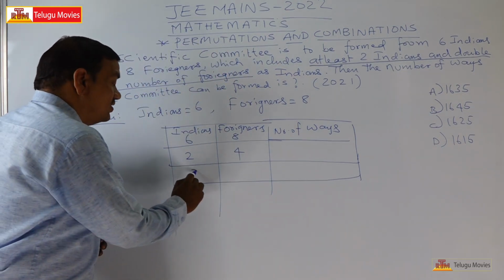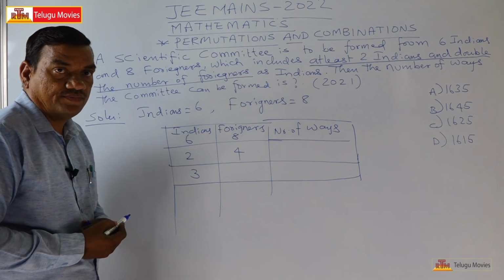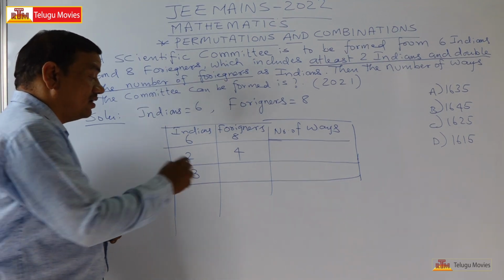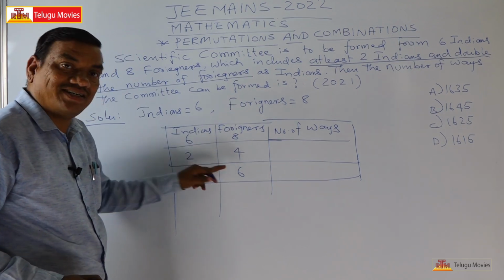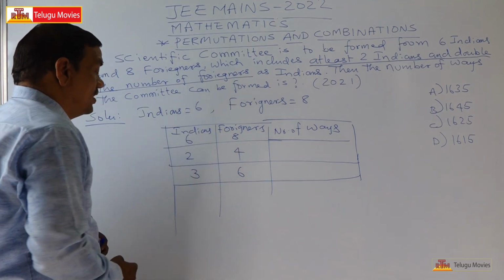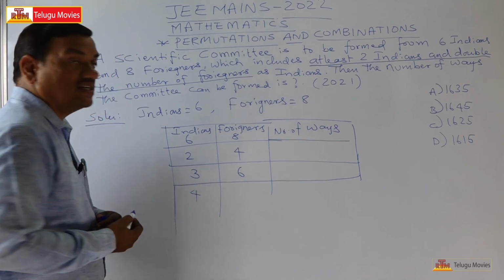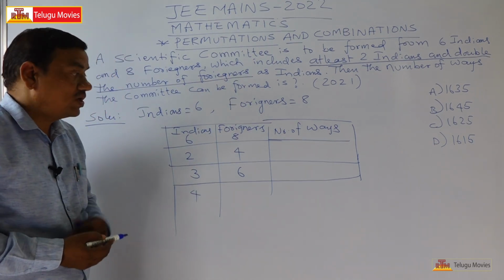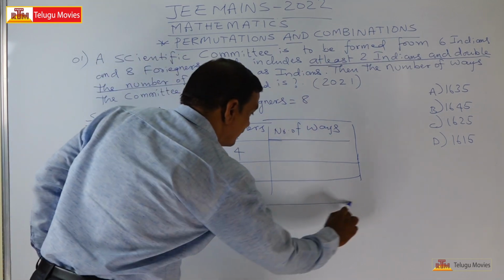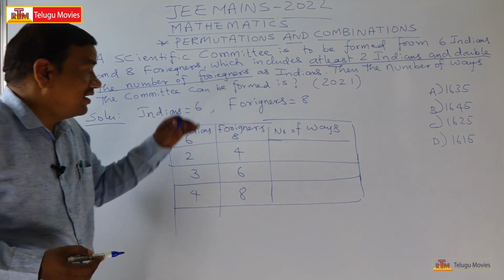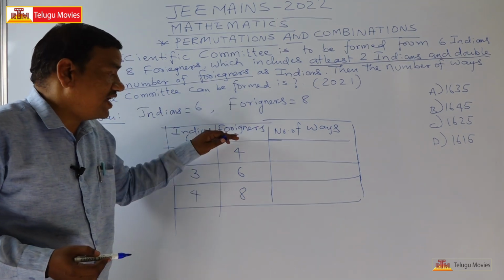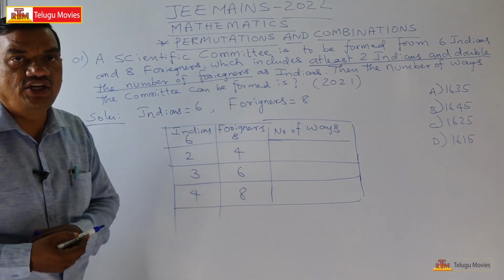If there are 3 Indians, how many foreigners should be there? Double means 6. Is it possible? From 8 foreigners, you can select 6 foreigners easily. If there are 4 Indians, how many foreigners should be there? 8 foreigners should be there. Is it possible to get 8 foreigners out of these 8 foreigners? Yes, easily you can select.